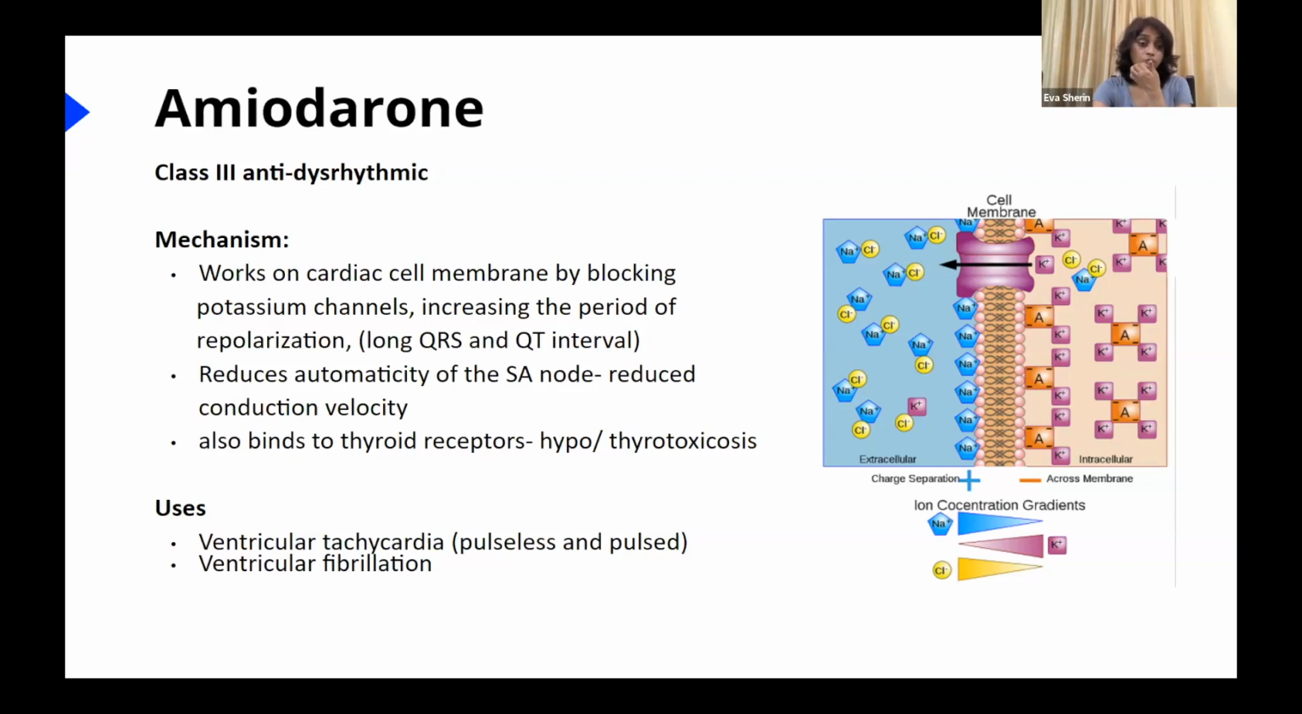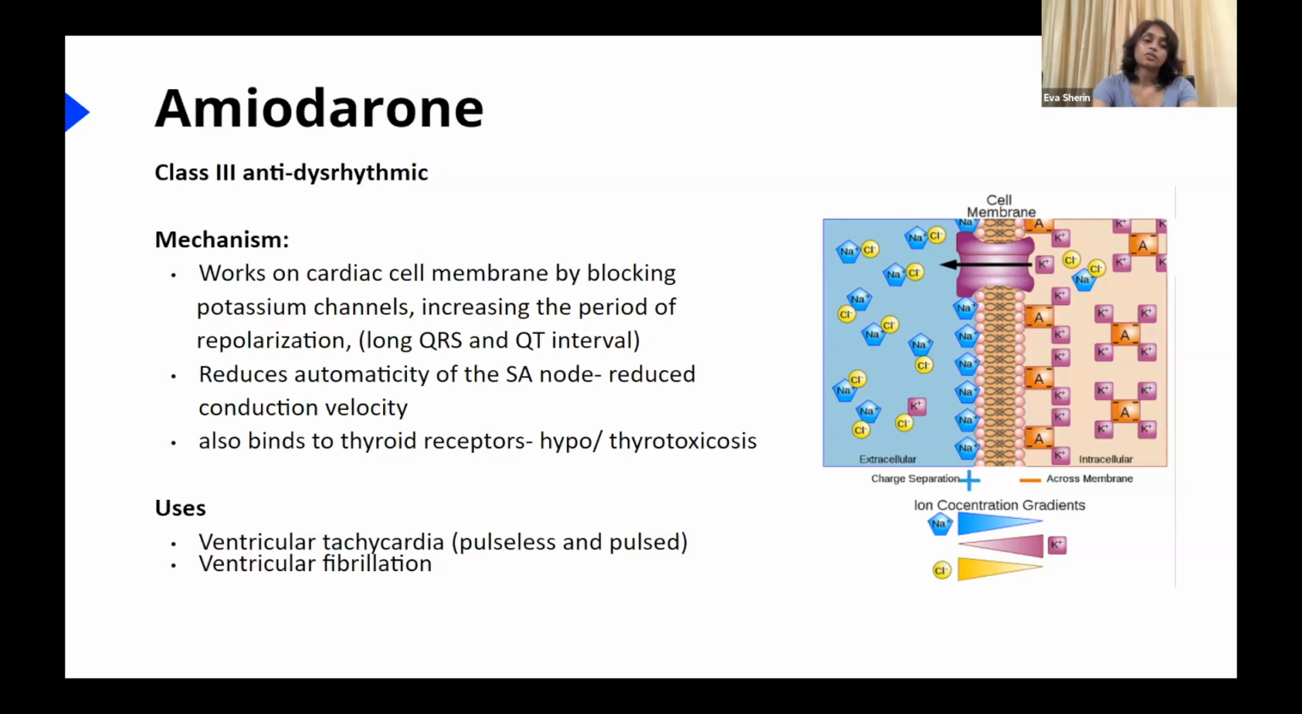It reduces the automaticity of SA node. This is basically because when there is repolarization being prolonged, a new action potential cannot take place, and thereby your conduction velocity goes down, thereby the automaticity of your SA node goes down. It's more of a retrograde thing. So yeah, eventually it goes down, and thereby it reduces the heart rate.